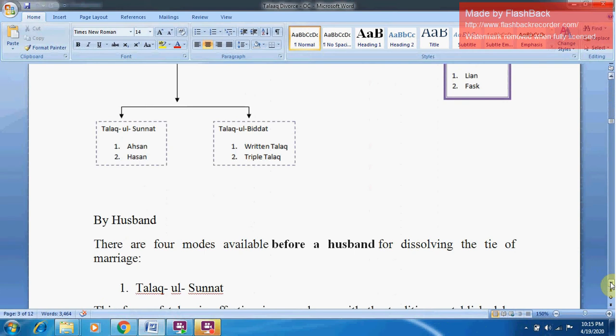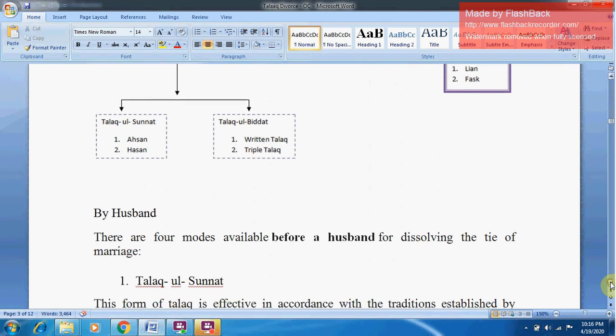Talaqul biddat, that is the second one under talaq. It is divided again into two. One is the written talaq and the second one is triple talaq. As we know, the triple talaq is unconstitutional now, as the Supreme Court has given the verdict, a judgment, which is triple talaq is against Article 14 of the Indian Constitution.